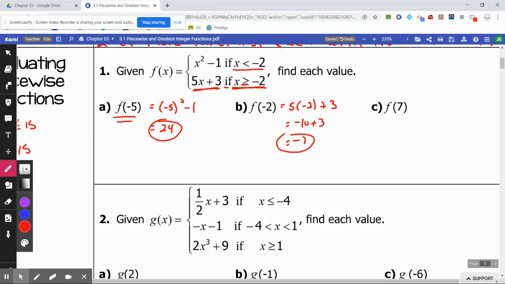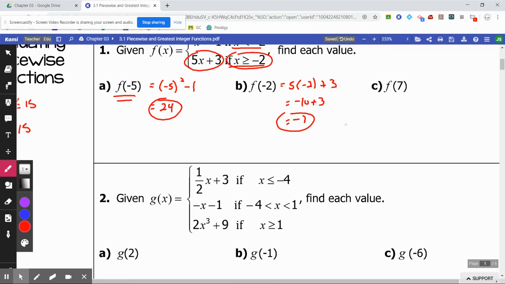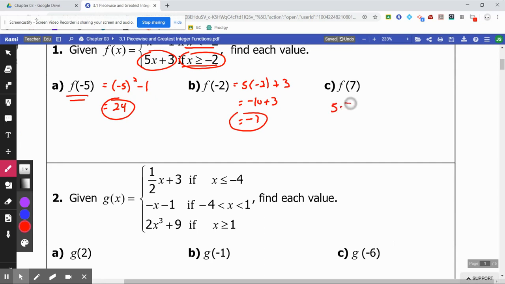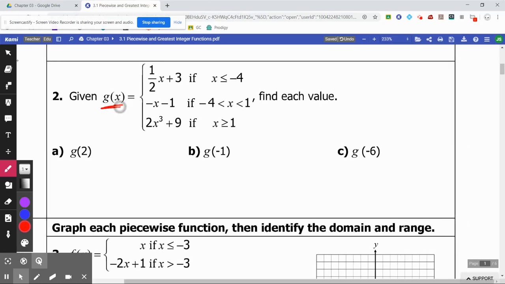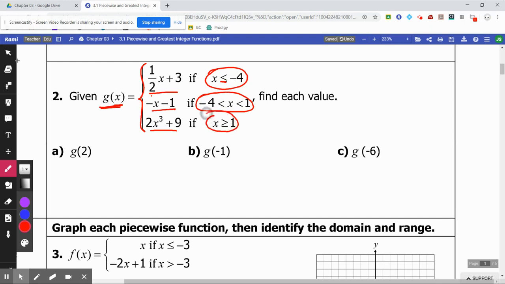To find f of 7, again, ask yourself, is that less than -2 or greater than -2? Since it's greater than -2, we're going to use this. And to find f of 7, we're simply going to do 5 times 7 plus 3, which is 38. Okay, number two. Number two says g of x is equal to this stuff. It's equal to this if you're smaller than or equal to -4. It's equal to this if you're between -4 and 1. And it's equal to this if your input is greater than or equal to 1.